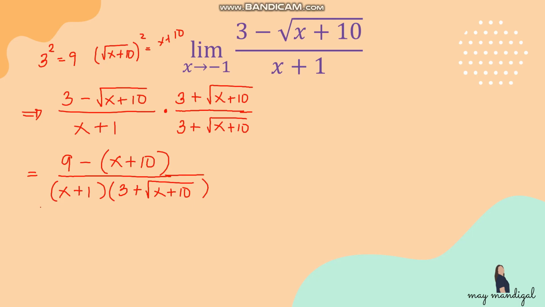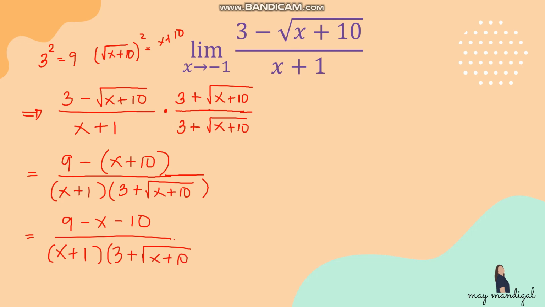Then we can simplify the numerator. So 9 minus x plus 10, we can distribute the negative. So 9 minus x minus 10 all over x plus 1 times 3 plus the square root of x plus 10. So let's simplify first the numerator. This will become 9 minus x minus 10. You can subtract 9 and 10. So that will be negative x minus 1 all over x plus 1 times 3 plus the square root of x plus 10.